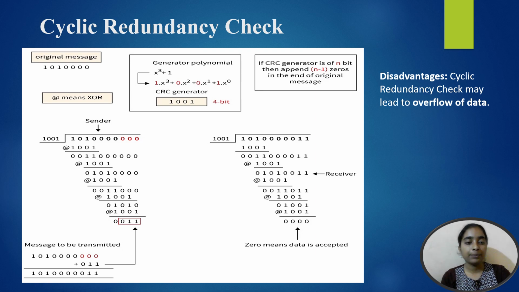Thus we divide it by the CRC generator using XOR operation with the original message, and the final result is added to the original message. It is then divided by the same CRC generator with XOR operation at the receiver end, and the final result is 0. Therefore 0 means the data has been accepted. The disadvantage is that the cyclic redundancy check may lead to overflow of the data.